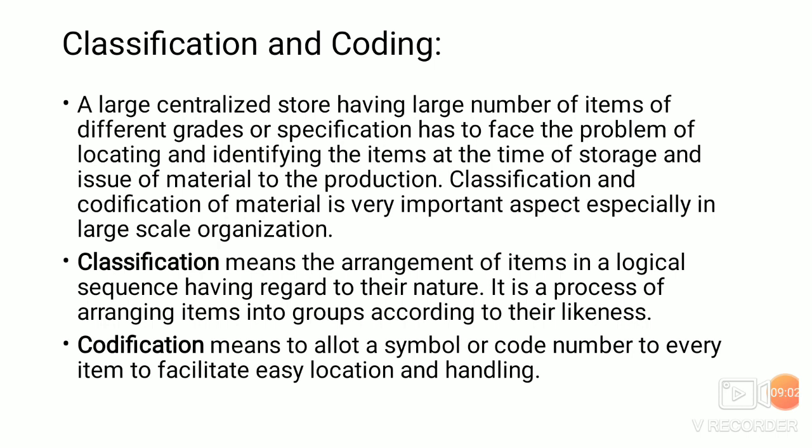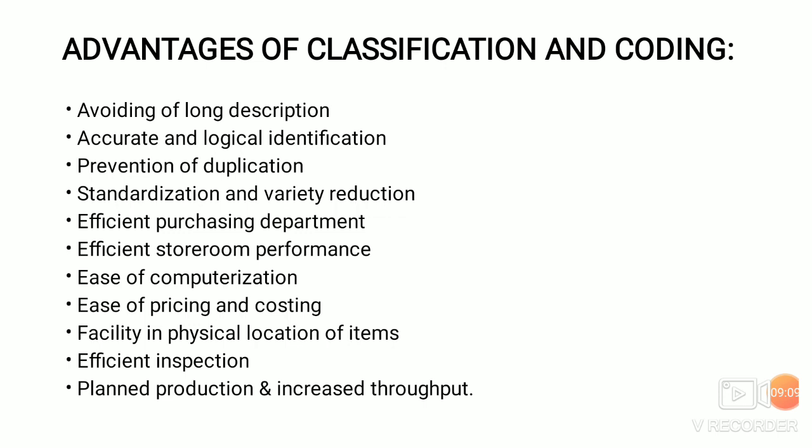So classification and coding of material is a very important aspect in the case of large-scale organizations. Now we are going to see the advantages of classification and coding. It helps to avoid long descriptions, and it makes accurate and logical identification. It prevents duplication, enables standardization and variety reduction, efficient purchasing department, efficient storeroom performance, ease of computerization, ease of pricing and costing, facility in physical location of items, efficient inspections, planned production, and increased throughput.